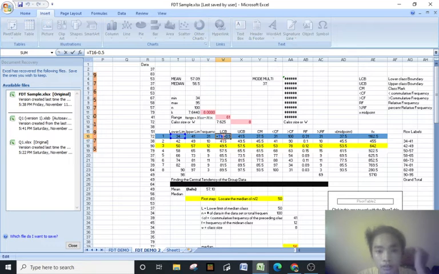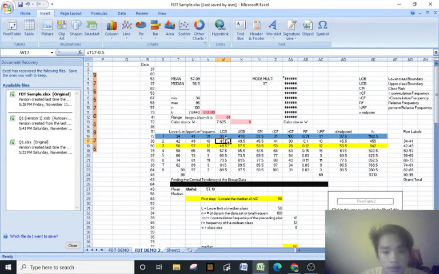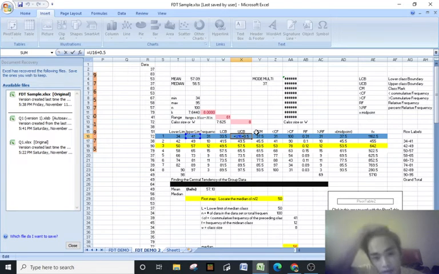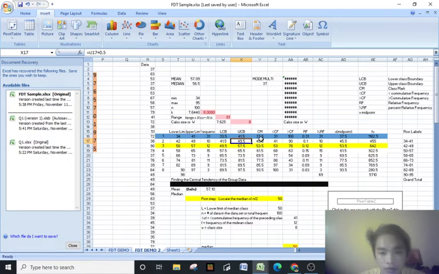So the LCB is just the lower limit minus 0.5. Click enter, so it goes until 89.5. The UCB is the opposite: you must add 0.5 to the upper limit, so 95 and so on. The CM is to add the LCB and UCB, then divide by 2.